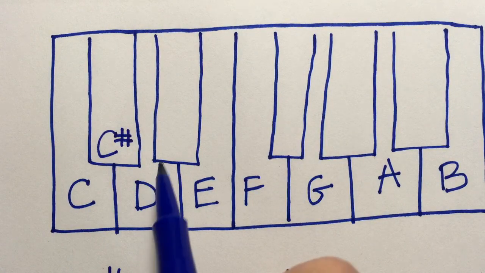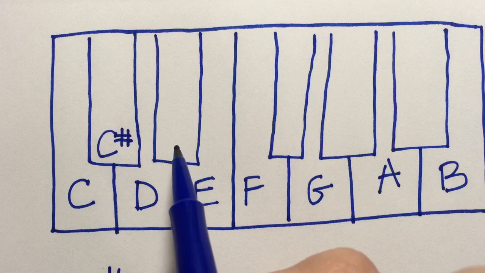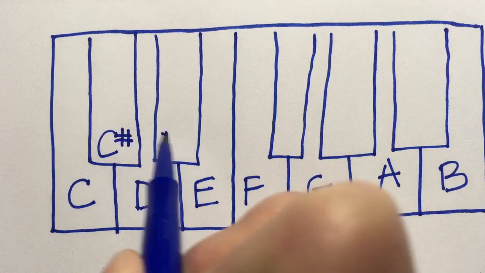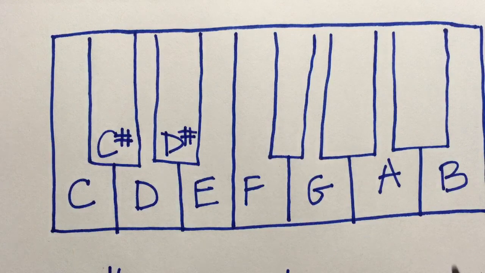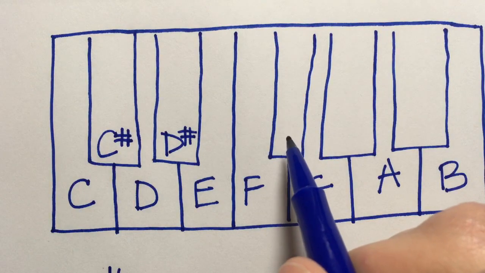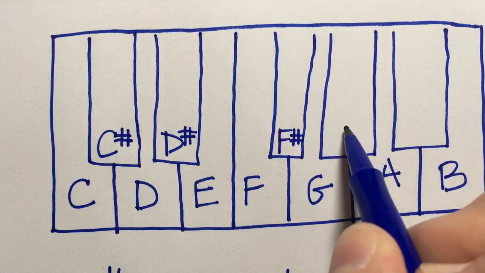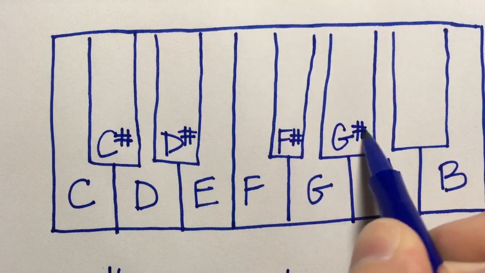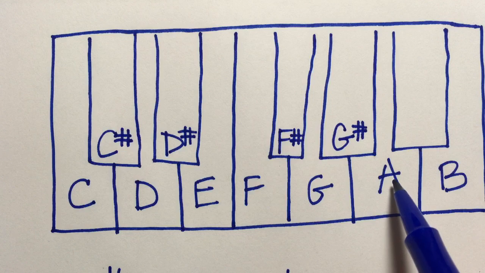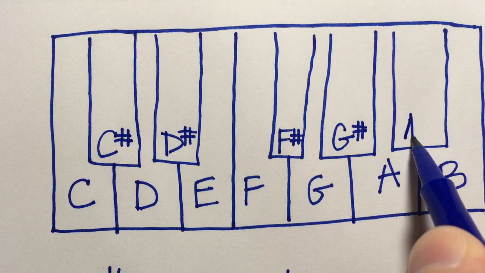If this is D, we're raising D half a step, so this is going to be D sharp. This is going to be F sharp. G sharp here. Here's A, raise it a half step. Here's A sharp.